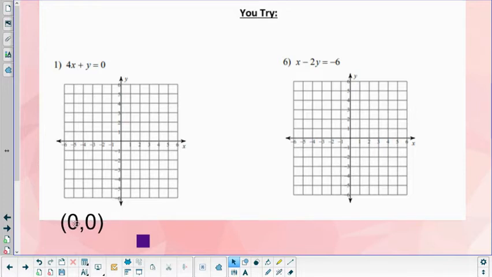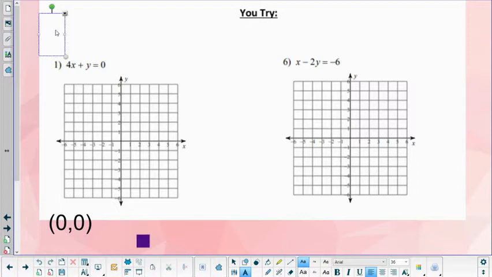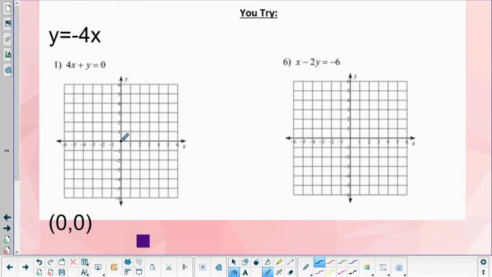So what I'm going to have to do is solve for y. If I move my 4x to the other side, I basically get the equation y equals -4x. So you see I have no y-intercept. My y-intercept is at 0, 0. And then from here, we're going to go down 4 and right 1.